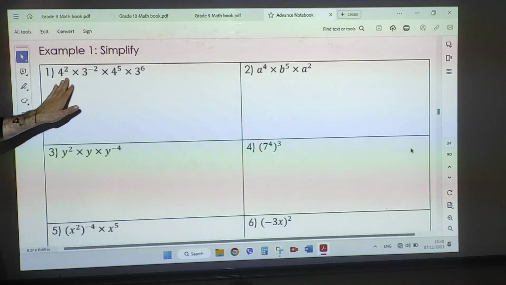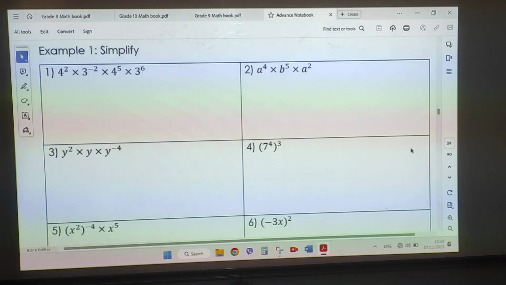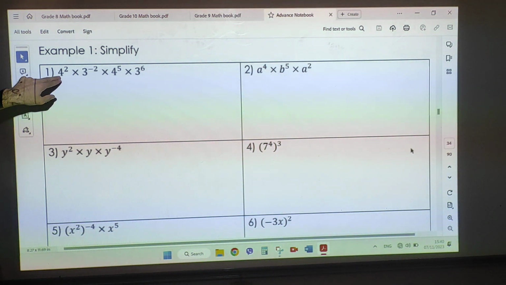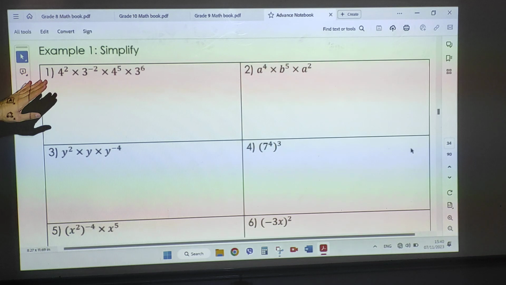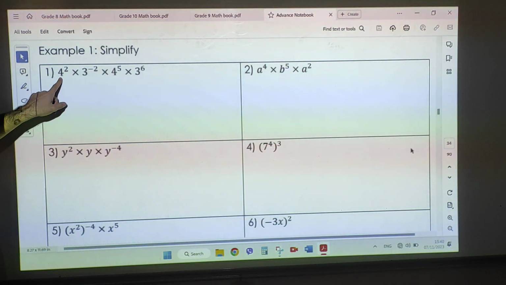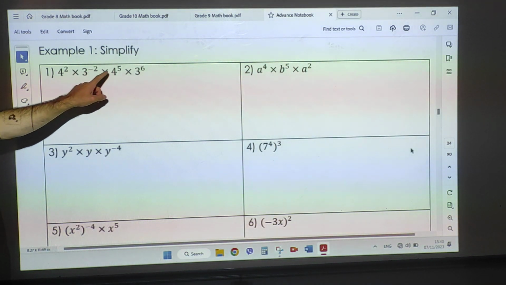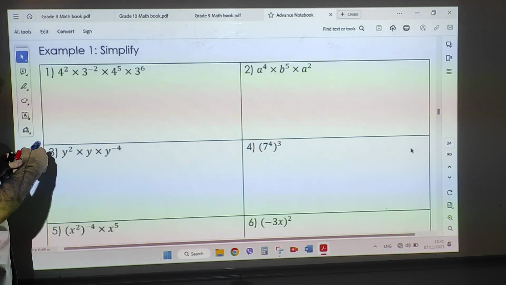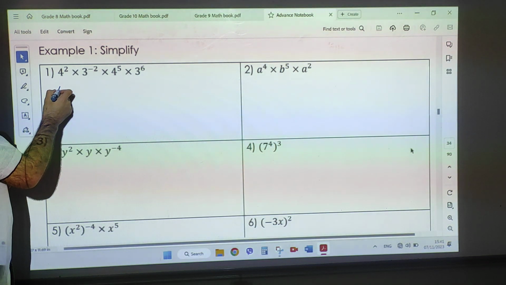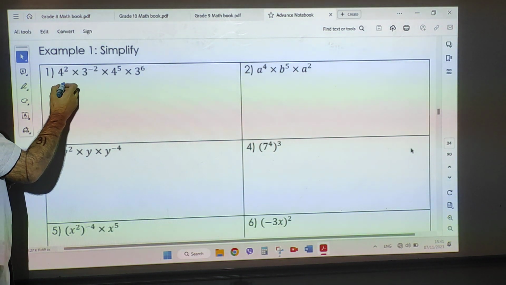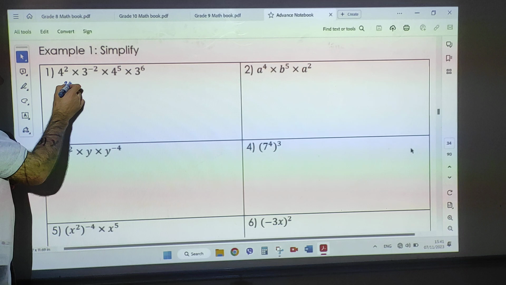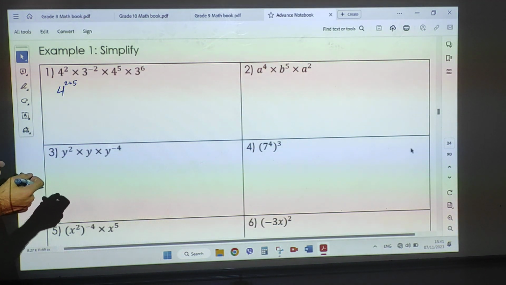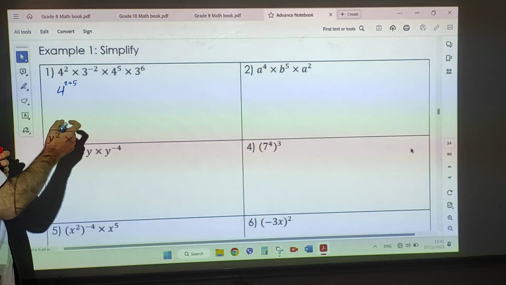In the first one we check for those bases which are the same. 4 is the base, 2 is the power. Those bases which are the same: here we have 4, here we have 4. 4 power 2, 4 power 5. Because we have multiplication, always when we have multiplication, we add the powers. It will be 4 to the power of 2 plus 5. When we have multiplication between the same bases, we add the powers.